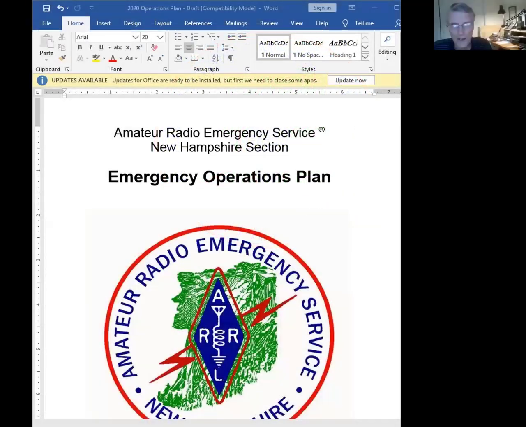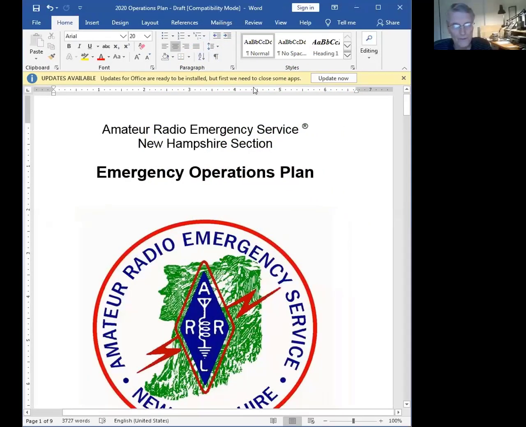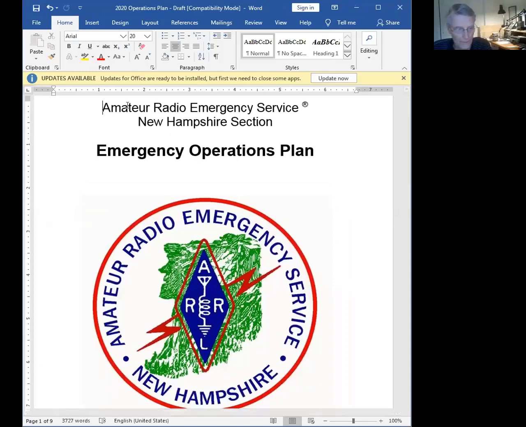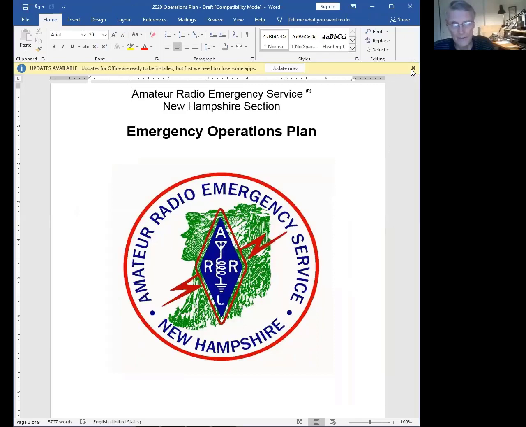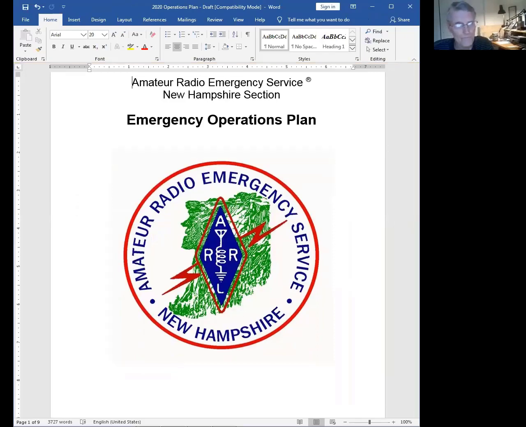To see the operations plan, or at least part of it. In fact, let me just make it larger here. Okay, that should be available to everybody. Anybody having trouble seeing any bits of it? Or is everybody? Nope, looks good.